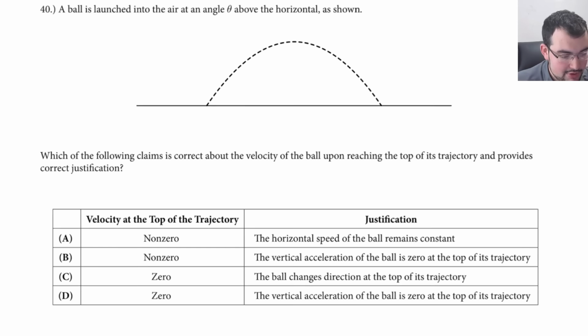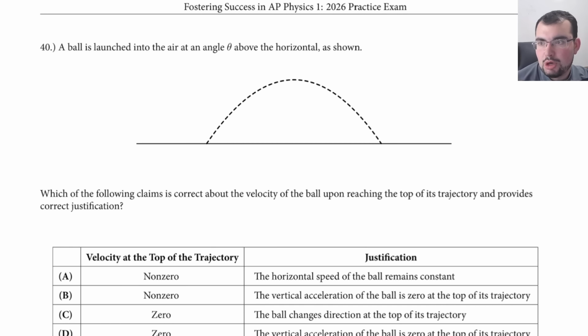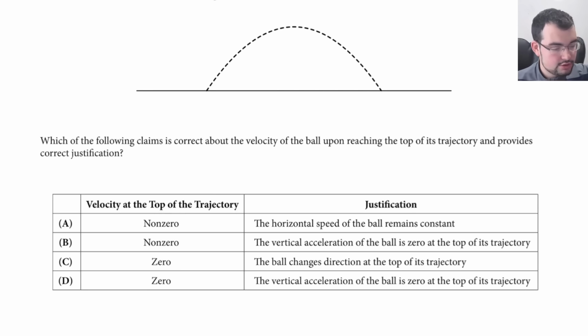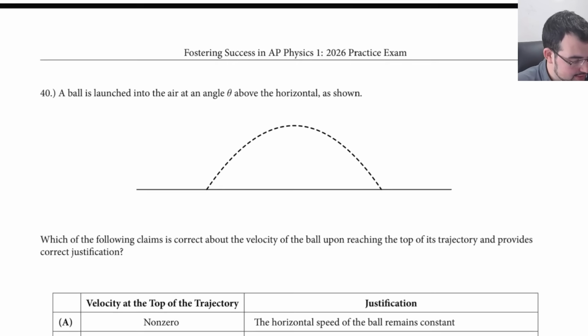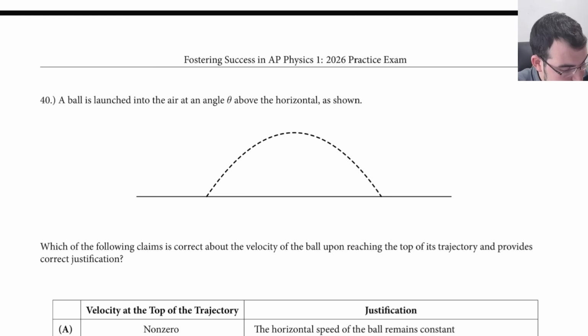And last, we try to end with an easy one too. A ball is launched into the air at an angle theta above the horizontal. Which is true about the velocity at the top of the trajectory, and why? So is the velocity 0 at the top, or is the velocity non-zero at the top? So this is just our standard projectile motion, right? We know that horizontally, we do not change our motion because gravity is always directed down. We're always accelerating down at approximately 10 meters per second squared.